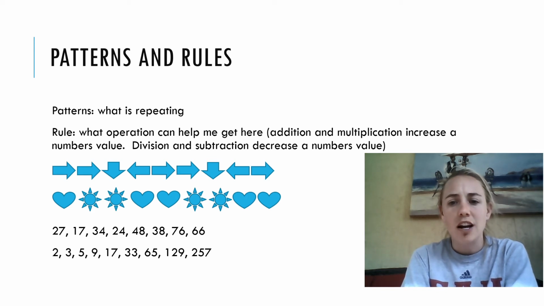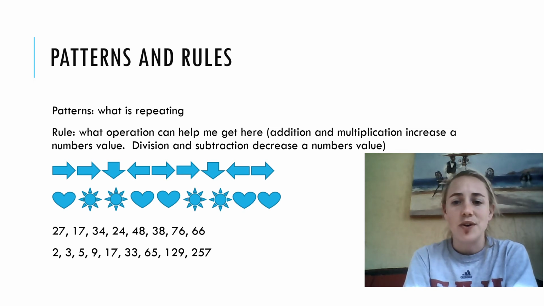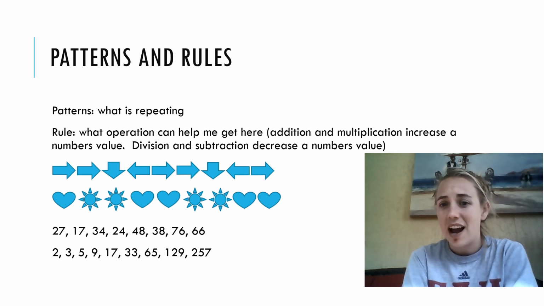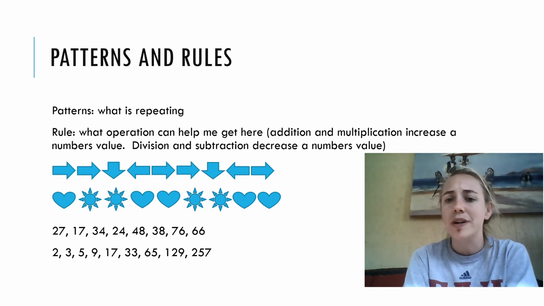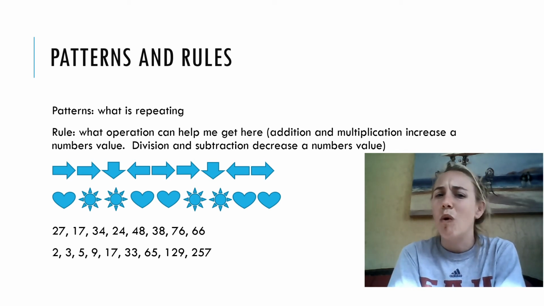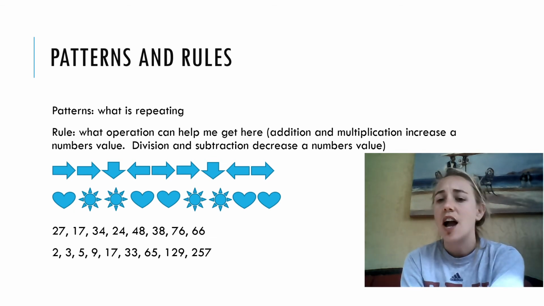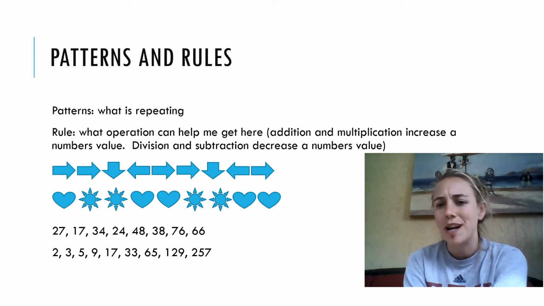Do you see any pattern between the 27 and 17 and the 34 and the 24? I do. I notice that they're both going down by 10. So I know that minus 10 is going to be one part of my rule. However, the numbers go back up. I go from 17 to 34. After my 24, my next number is 48. Those numbers are being doubled.